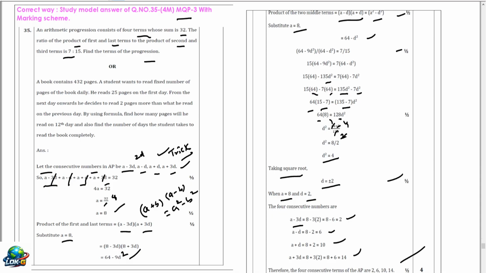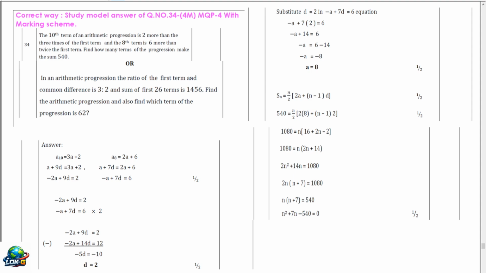I hope you understood, my dear students. Let us move on to almost the last question. The 10th term of an arithmetic progression is 2 more than 3 times the first term, and the 8th term is 6 more than twice the first term. Find how many terms of the progression make the sum of 540.